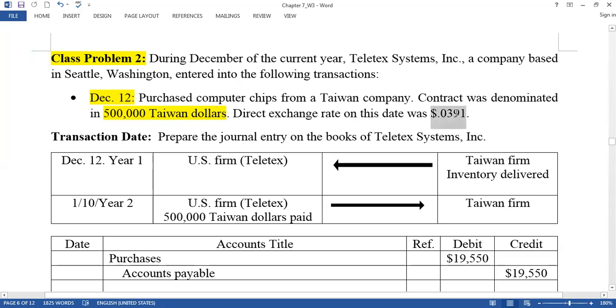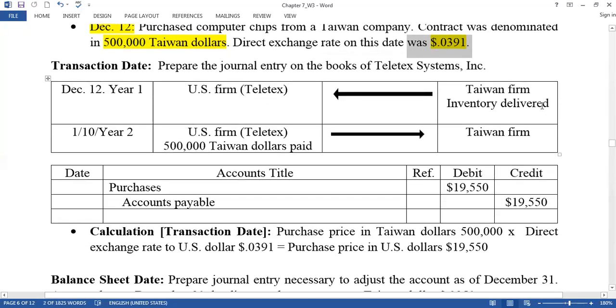Direct exchange rate means you do not need to do any division, right? You do not need to divide any number. So it is already a direct rate. If it is an indirect rate, then 1 divided by this amount converts it to direct. Anyway, very easy. So you import, you are liable to pay this amount, and this is the rate. So you receive inventory from Taiwan, and on another date, you have to pay this amount.